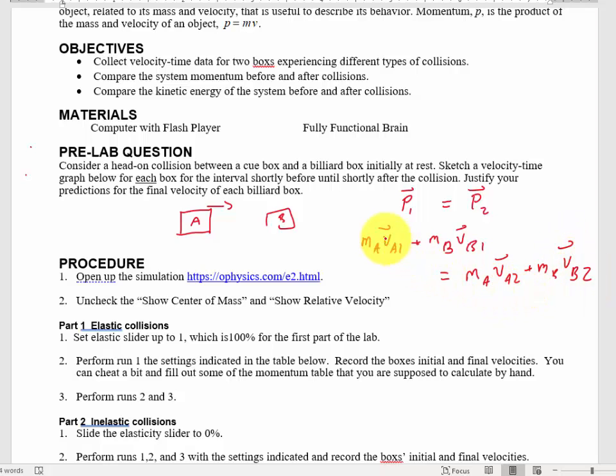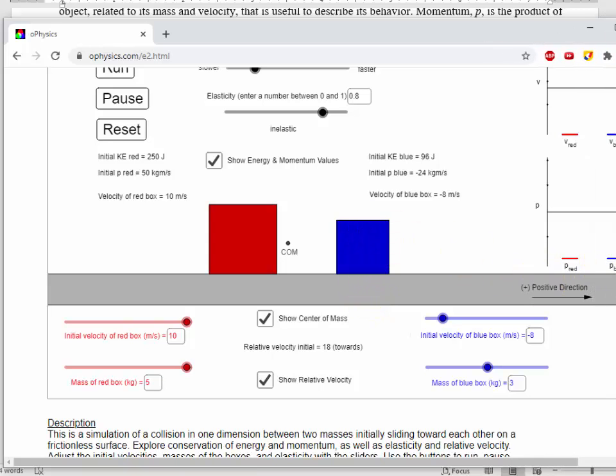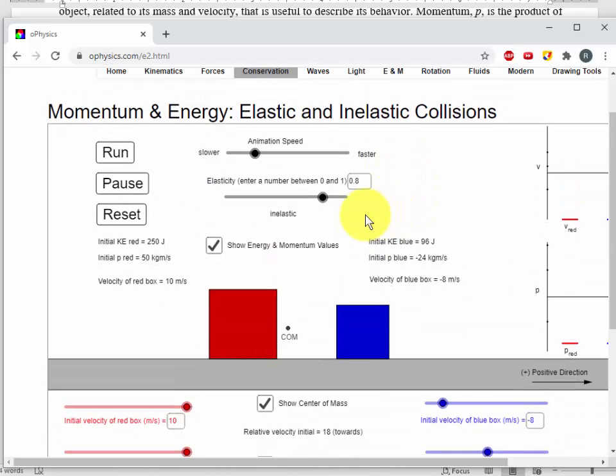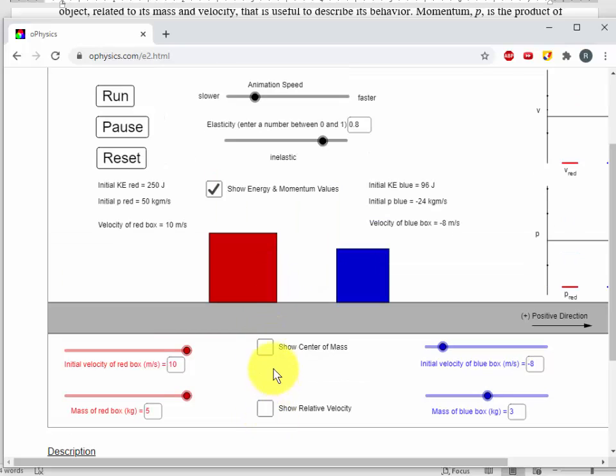So what you're going to do is pop open the simulation. Let's go ahead and do that really quickly. There we go, I've popped open the simulation. Now the very first thing I'm going to have you do is uncheck those two boxes. They're useful, but they're kind of distracting.